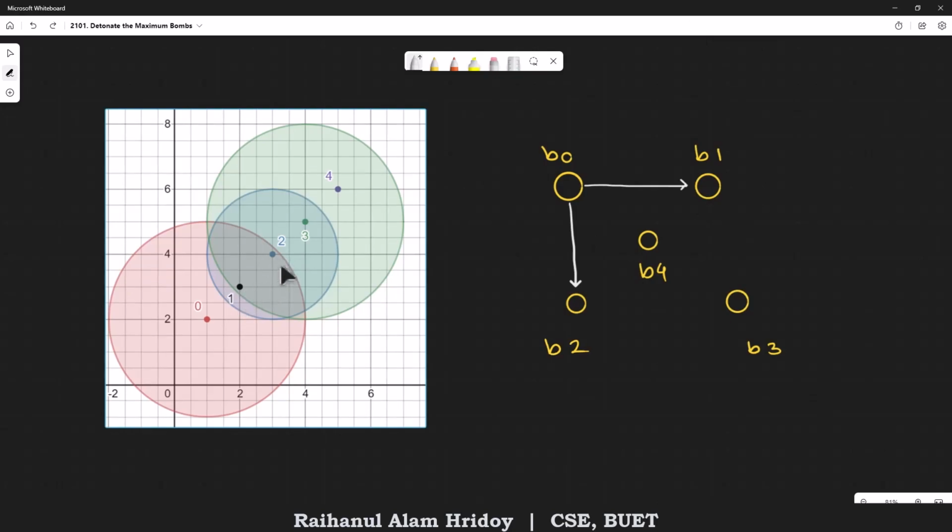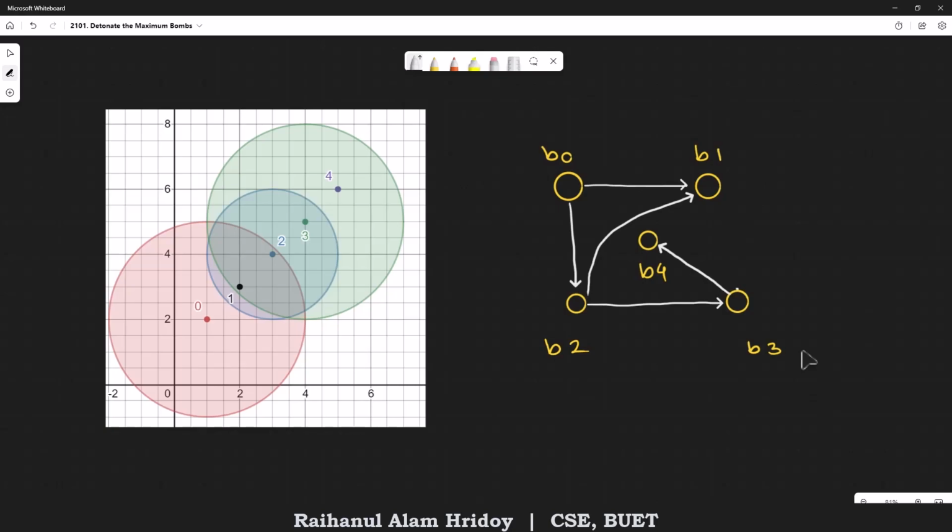Then when bomb 2 is detonated, bomb 2 will also detonate bomb 3 and bomb 1. So we have connections: bomb 2 will detonate bomb 3, and also bomb 2 will detonate bomb 1. This is how we can connect. Then detonating bomb 3 will detonate bomb 4. Bomb 3 will also detonate bomb 1.